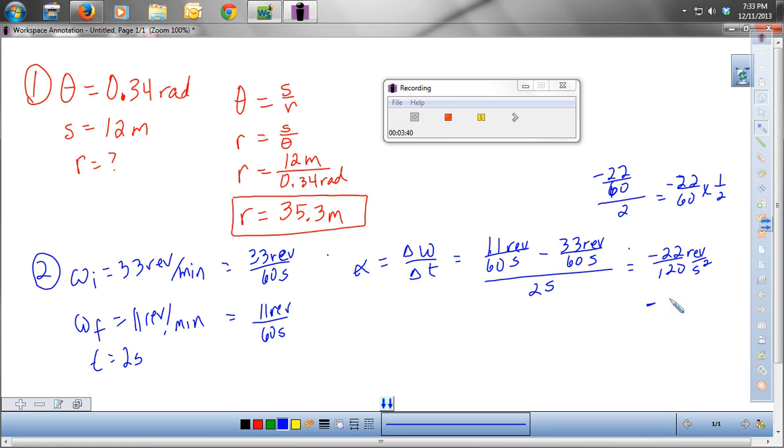When I did it in radians per second squared, I got 1.15 radians per second squared. So let's see if that's reasonable. This is 22 over 120. So that's what, 11 over 60? Yeah, that's going to work. Okay. So you don't need to do it both ways, but you can check my math, make sure I'm good to go.